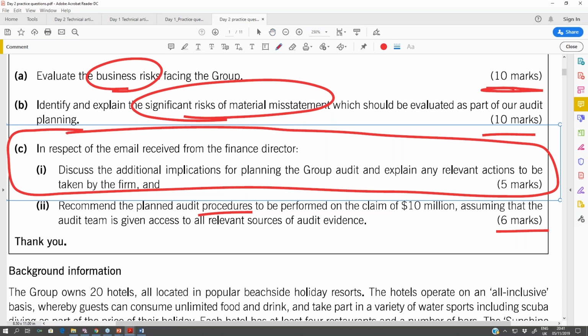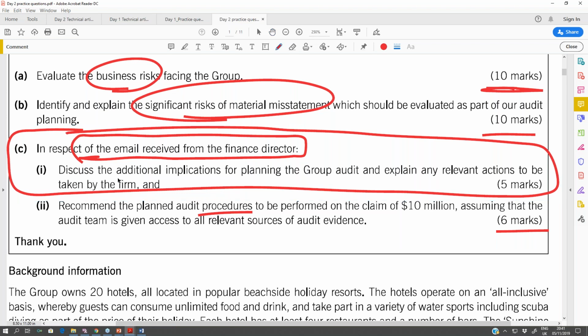Now again, there is an email here. This time the email is coming from the finance director. There must be something suspicious in this email. So in respect of the email received from the finance director, discuss the additional implications for the planning of the group audit and explain any relevant actions. We have 5 marks. You know the marking scheme, 5 divided by 2. But there is a specific email and we need to do something on that email. So this tendency of the examiner giving you an email of a certain person and asking you a question on that email is a very repetitive feature of the AAA exam.